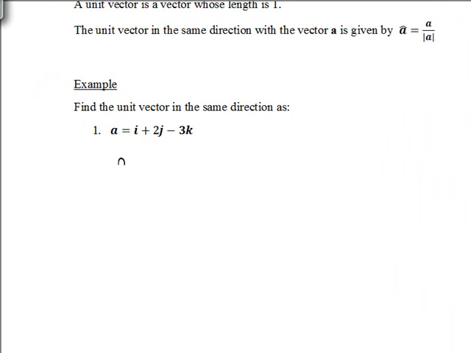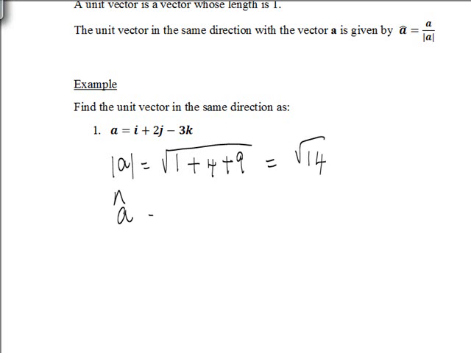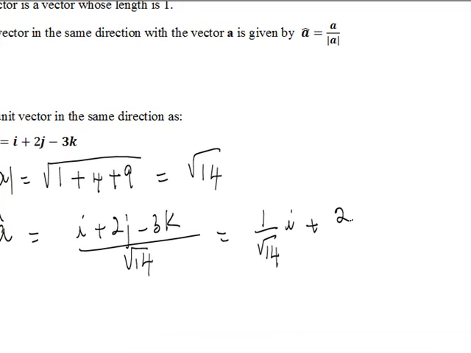So you first find the length of A, which is the square root of 1 plus 4 plus 9, which is square root 14, thank you. At least you're awake. Great. And so A hat is equal to i plus 2j minus 3k all over square root 14, which you can write as 1 over square root 14 i plus 2 over square root 14 j minus 3 over square root 14 k.